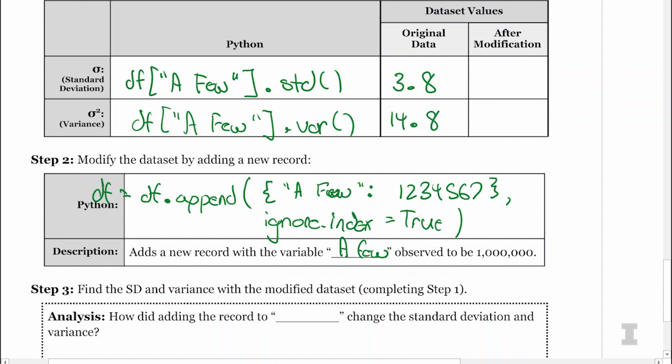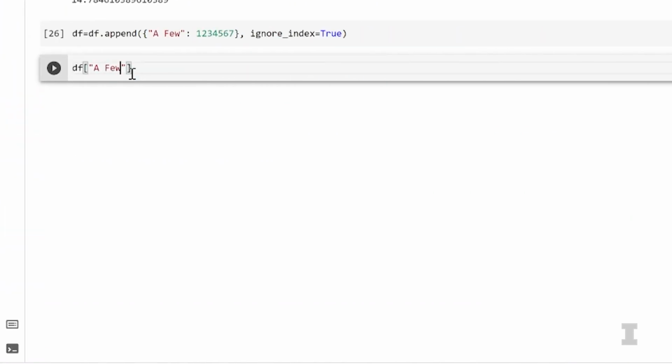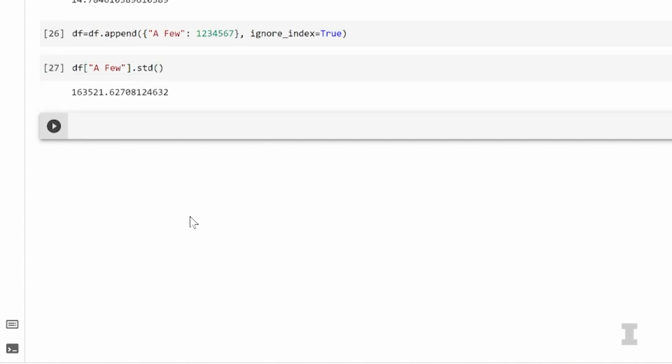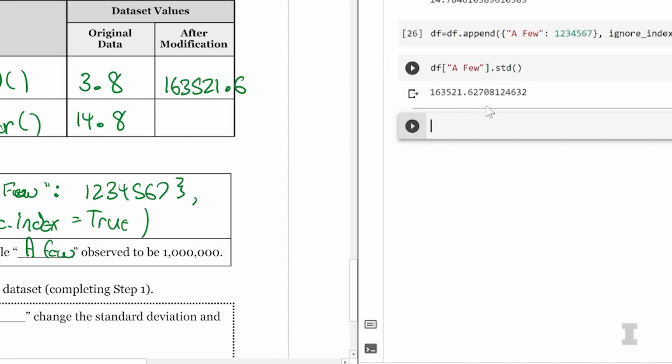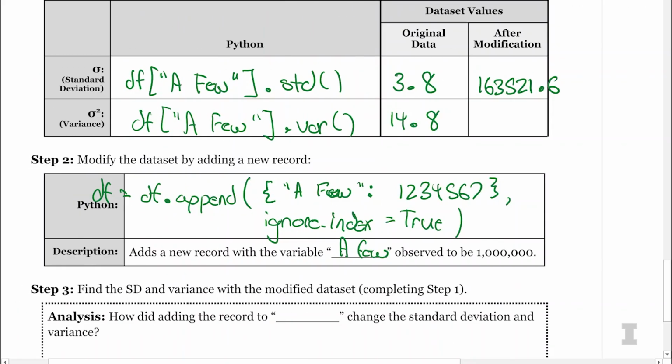And now let's look at the standard deviation and variance for a few to find out this last property. Sounds good. I'm going to do df at a few. And again, this is one of those variables that has a space, so I'm using the notation with the square brackets. And then I'm going to do dot std open close parentheses. And I end up getting, whoa. Okay, 163,521.6. Okay, so quite a bit. Yep. And then we know the variance is the square of that.